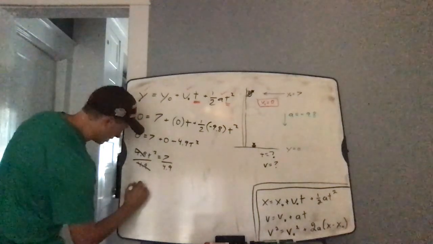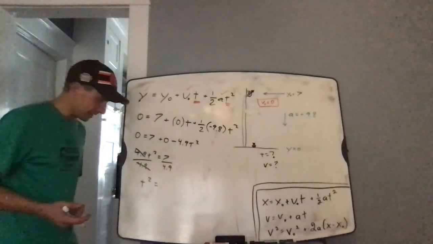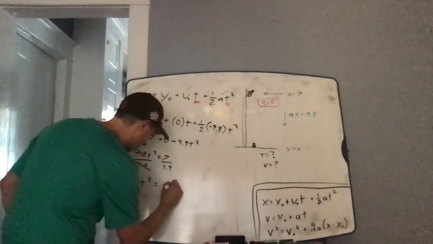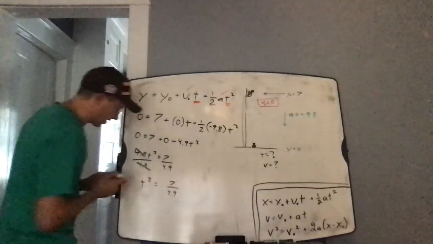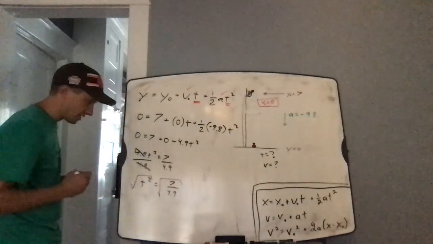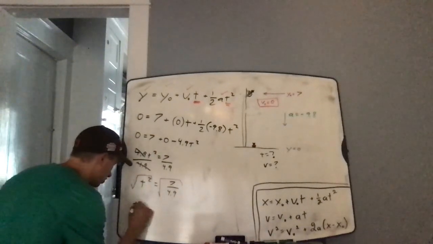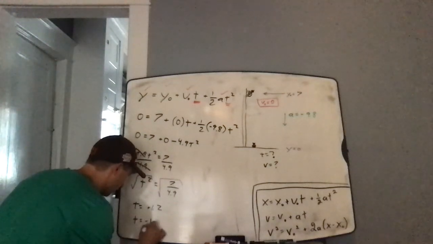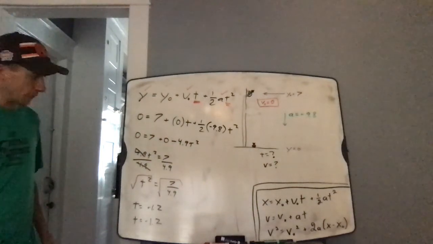Okay, these cancel. I get t squared is equal to 7 over 4.9. I put that in a calculator and get some number that I did not write on the sheet immediately in front of me, so I'll just write it like this. And then when I have this t squared, I want to get t, so I take the square root of both sides. And when I do that, I get two solutions. I get t is equal to plus 1.2 or t is equal to negative 1.2. So two solutions. Which solution do I want to go with?